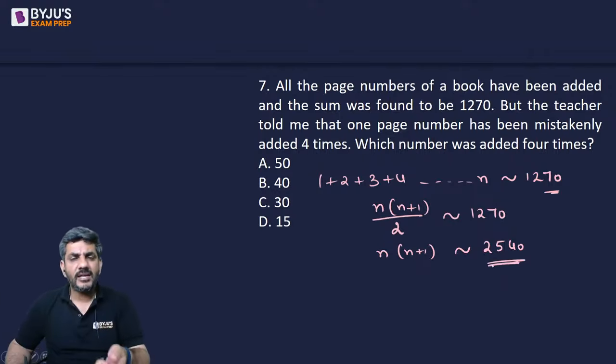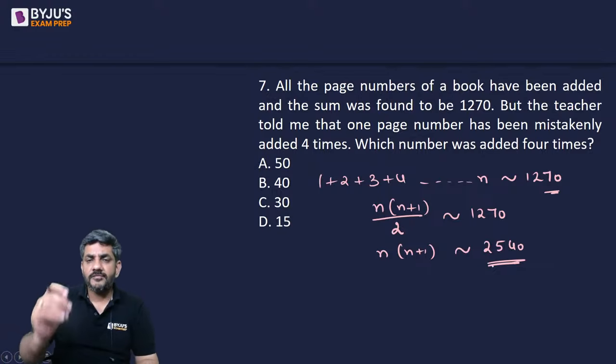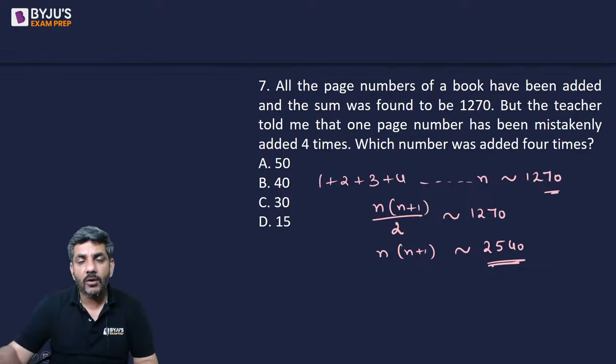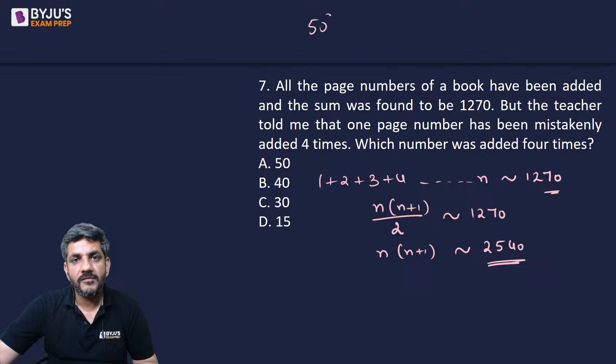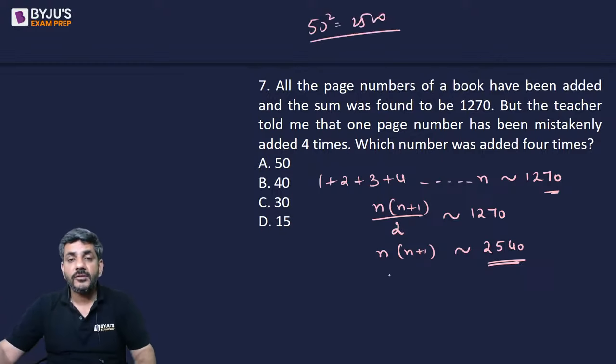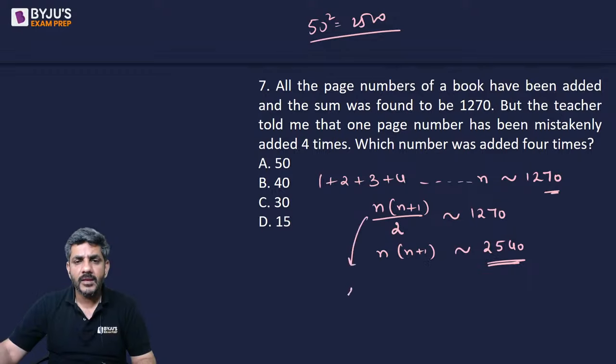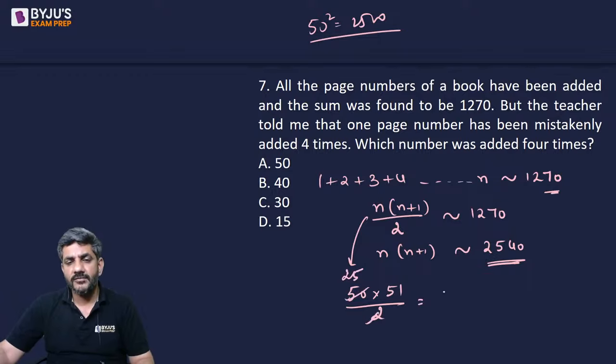इसका एक सिंपल सा तरीका होता है n निकालने का. Just find out the squares around 2540. जैसे आपको पता होगा 50 का स्क्वायर तो 2500 होता है. जो बहुत नजदीक है 2540 के, तो बस 50 पुट करके देखो इधर. If you put 50, it becomes 50 into 51 divided by 2. So that gives me 25 into 5, 125 plus 25, it becomes 1275.